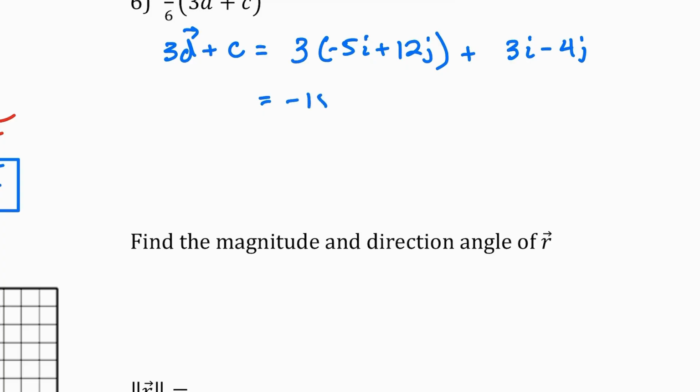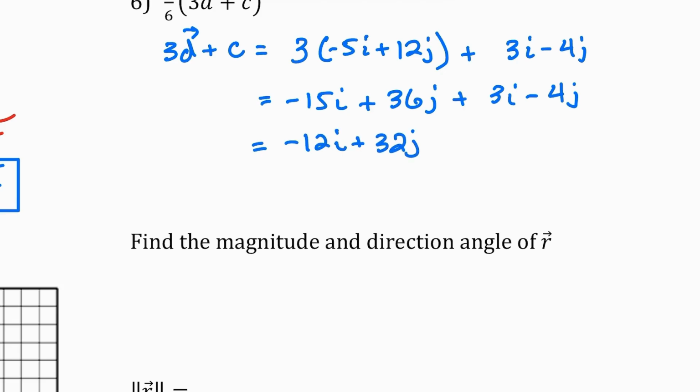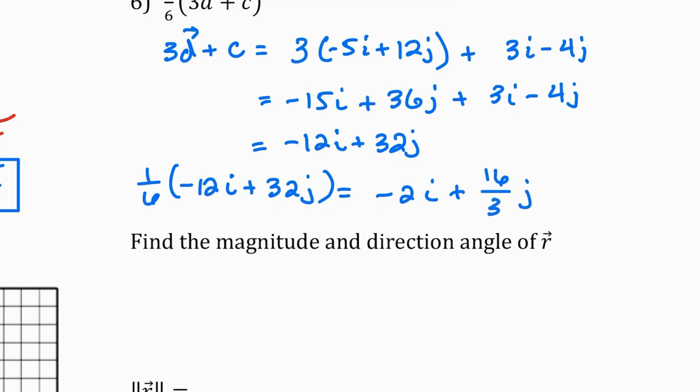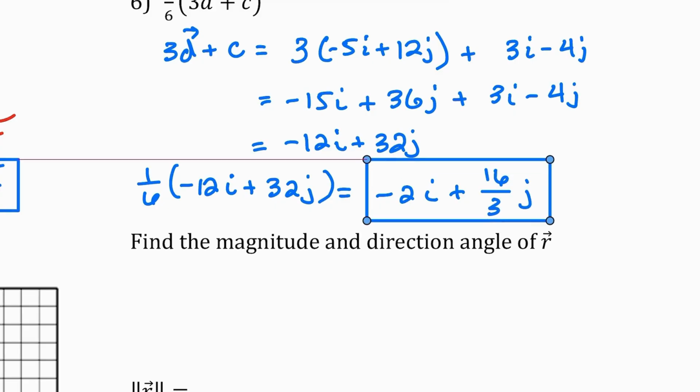So 3 times negative 5 is negative 15i. 3 times 12 is 36j. And then adding these, I end up getting negative 12i plus 32j. So that's the innermost parenthesis. Now I'm going to take a sixth of that. A sixth of negative 12 is negative 2. A sixth of 32, well, that's 32 over 6, which reduces to 16 thirds. And that's our final answer for that.